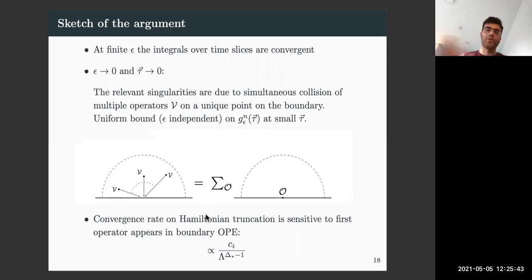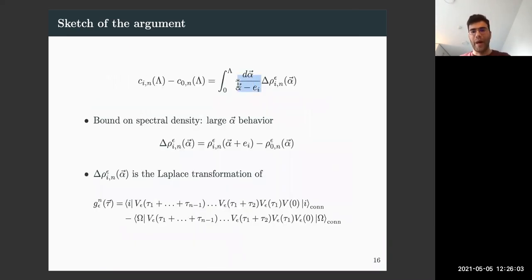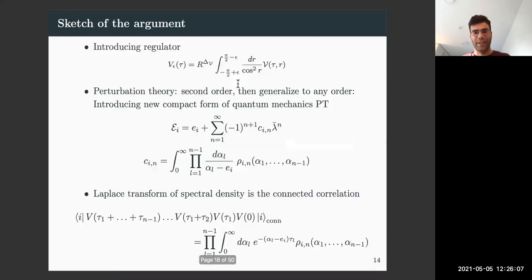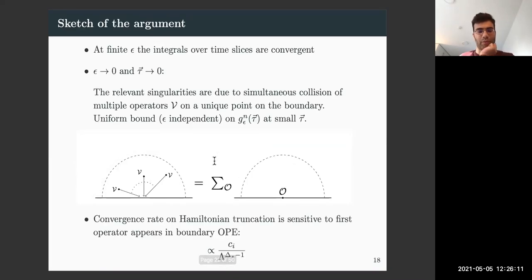Since we are taking epsilon to 0, the important parts are coming from when they meet at the boundary. And at the same time, they go into the same T. All the T goes to the same point. I forgot to say that this vector notation here means tau 1, tau 2, tau 3. And also here, this is just schematic of d alpha 1 over alpha 1 minus EI, all of them, the product that I had here, just to remind you the notation.